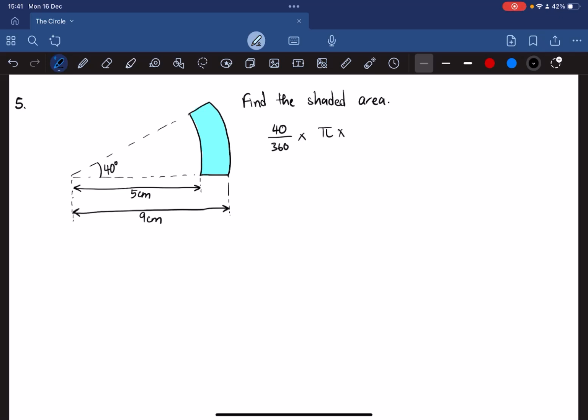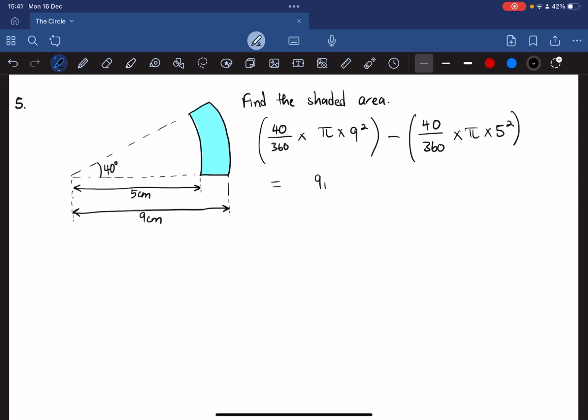So I'm going to start off with the larger radius. Because to find the shaded area, we're going to say this larger sector minus this lesser sector. Hence, we're going to say 40 over 360 times pi times 9 squared. This is going to subtract the smaller one, that's 40 over 360 times pi times 5 squared.